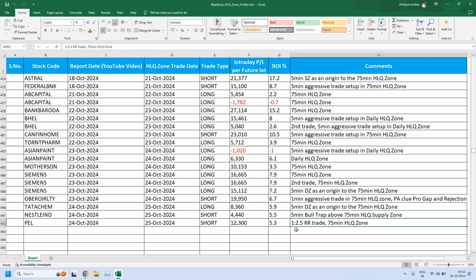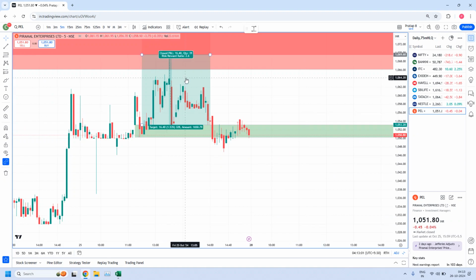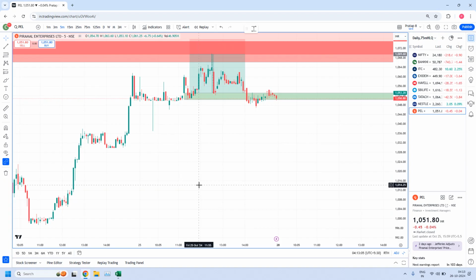So in the comment section I have written, this is a 1:2.5 RR trade. 1:2 RR means it is an experienced people's trade. That is the meaning. But here we have 1:2.6 RR. As a beginner you should make sure 1:2.9 minimum should be there, that is approximately 1:3. Above 1:2.5 and less than 1:3 or 1:2.9 is for experienced people's trades.